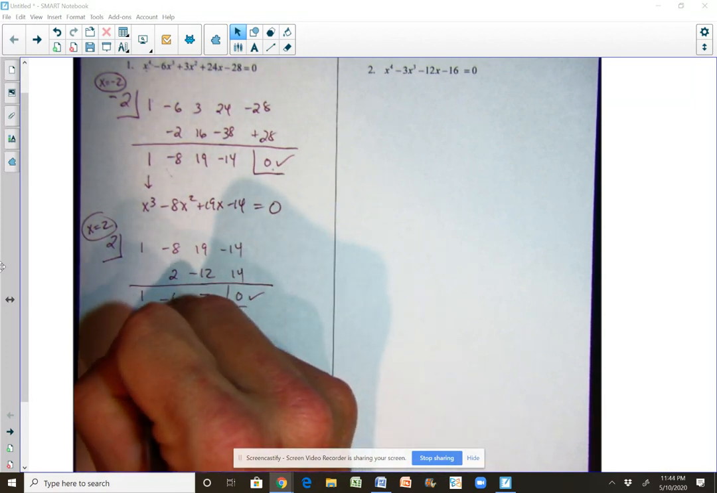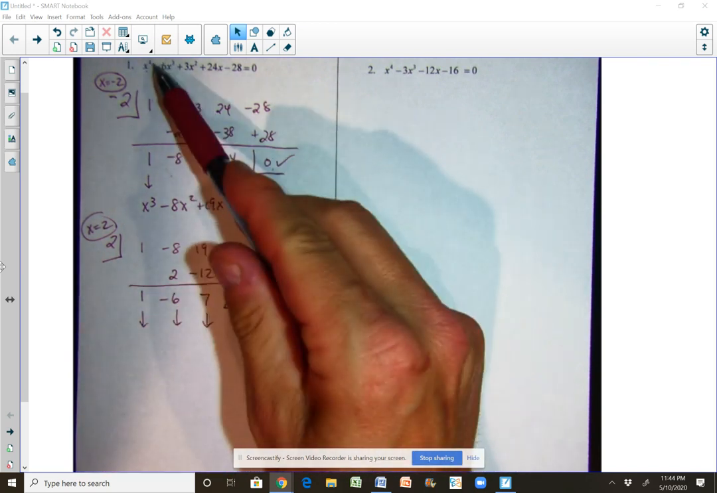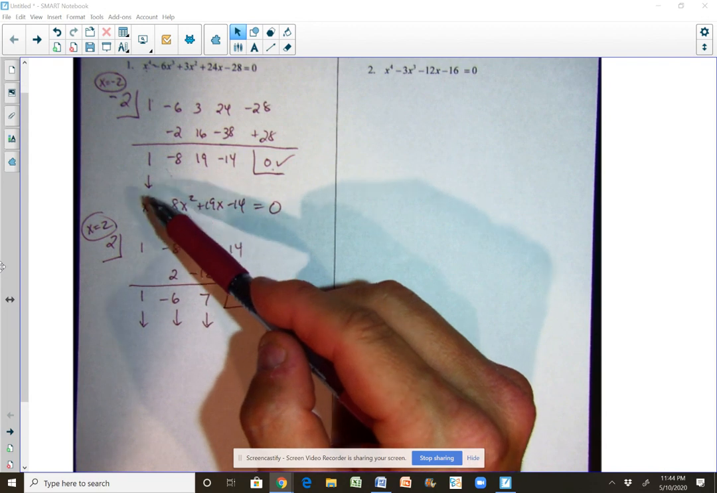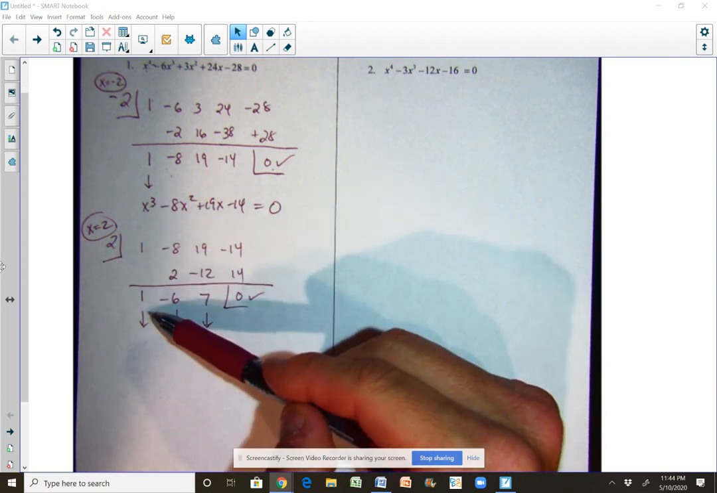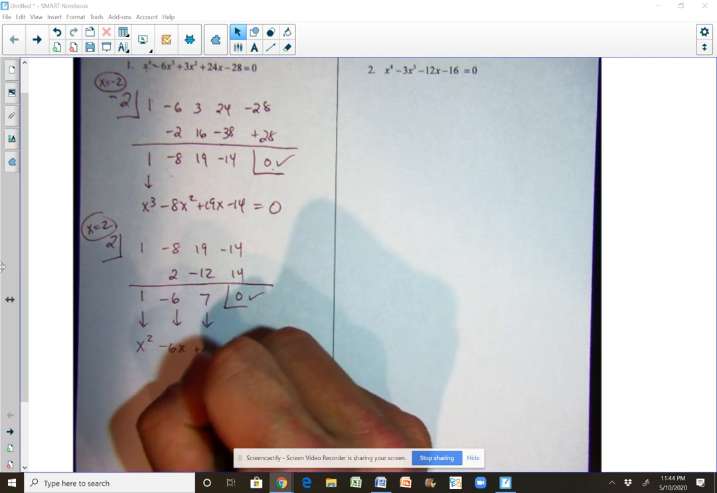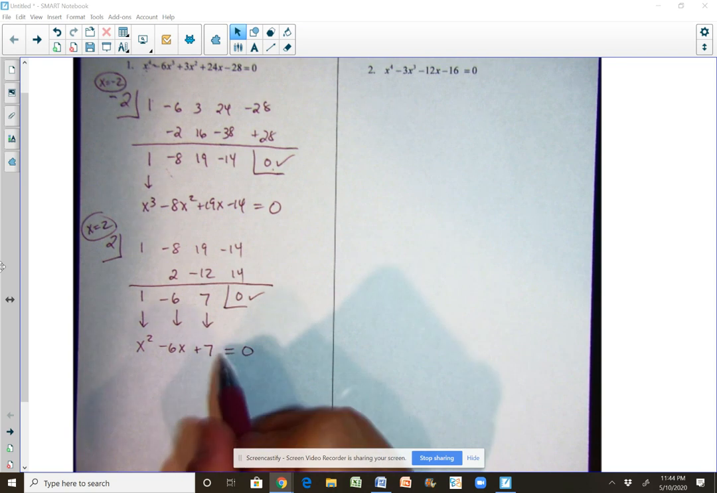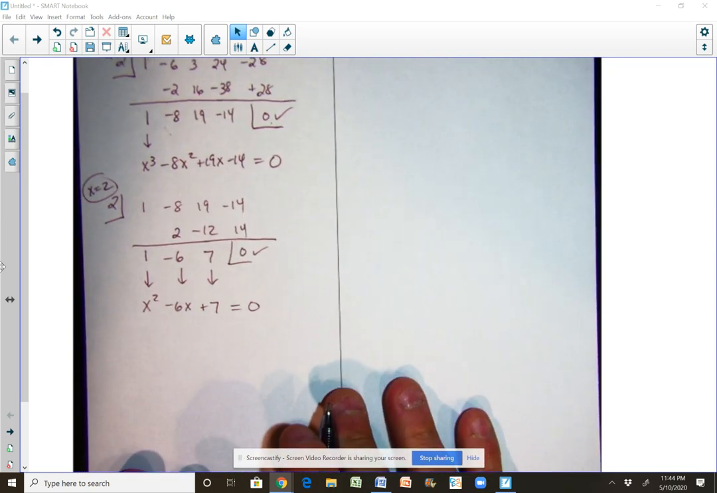What this yields now for us is 3 new coefficients, but we went from a fourth degree, pulled out a root, got a third degree. Went from a third degree, pulled out a root, down to a second degree. So this is 1x squared minus 6x plus 7. So we're going to take that function and set it equal to 0. And this is where we can now finish up algebraically.